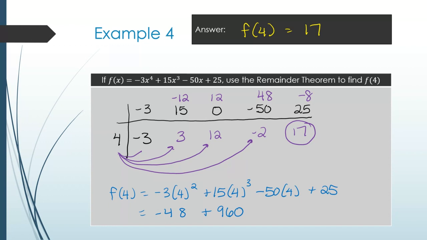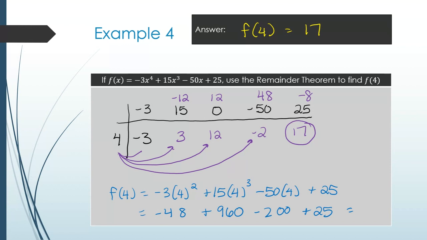50 times 4 is 200. Whoops, I typed in 60, but it should give me 300. Okay, nope, I did 50 times 6. It should be 200. Double checking my calculator. Yeah, so that's minus 200. And then plus 25. -48 plus 960 minus 200 plus 25.